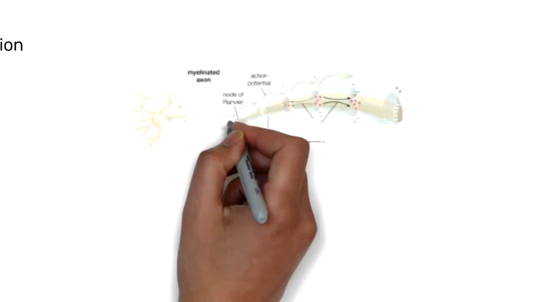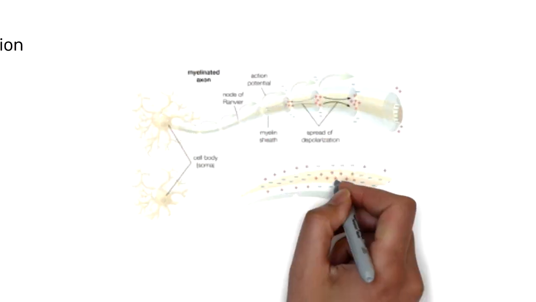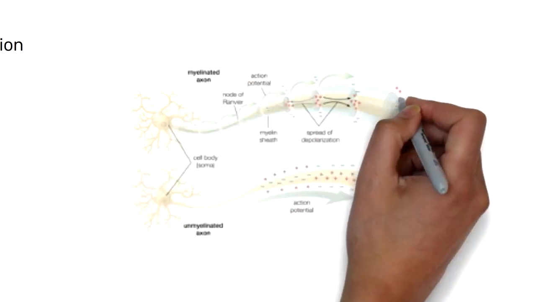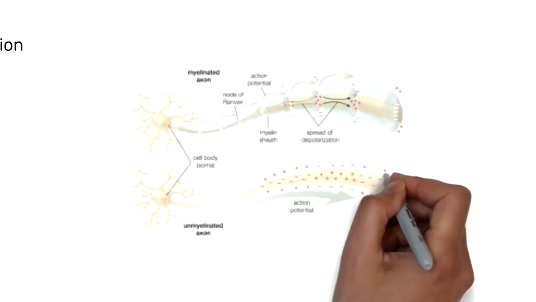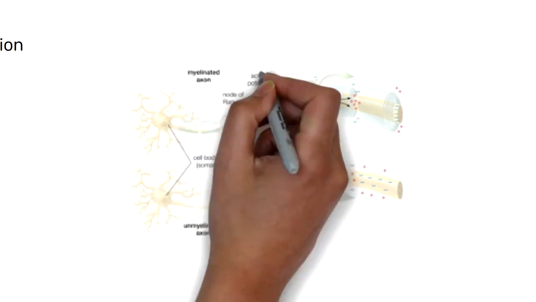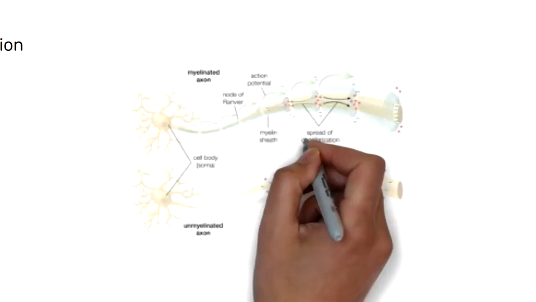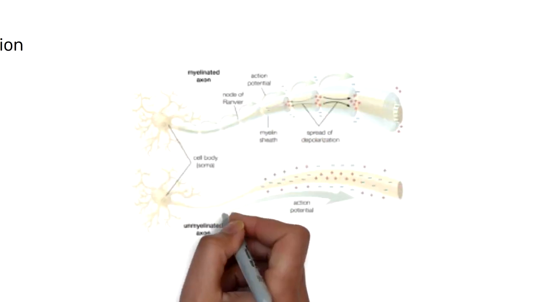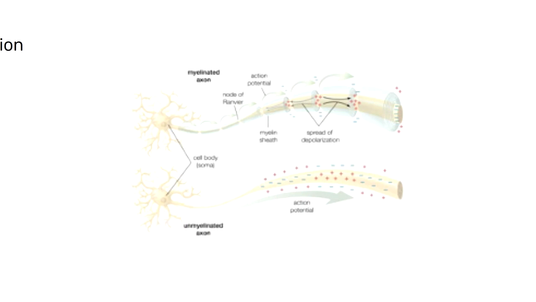At each node of Ranvier, the action potential is regenerated by a chain of positively charged ions pushed along by the previous segment. There are different types of conduction, for example, excitatory conduction. Myelination will also help move the message along quicker.